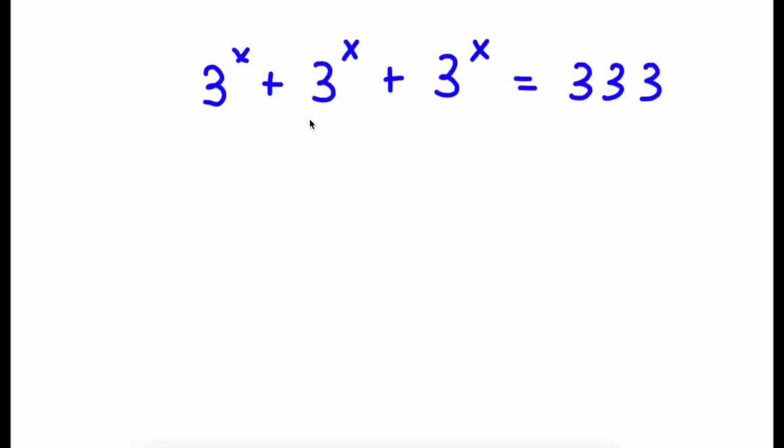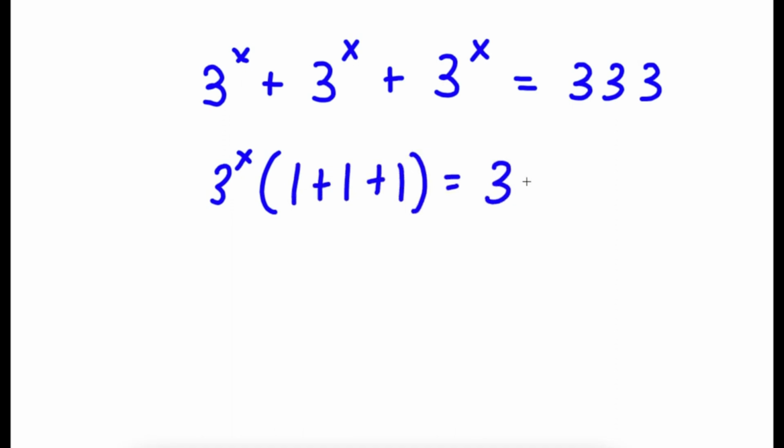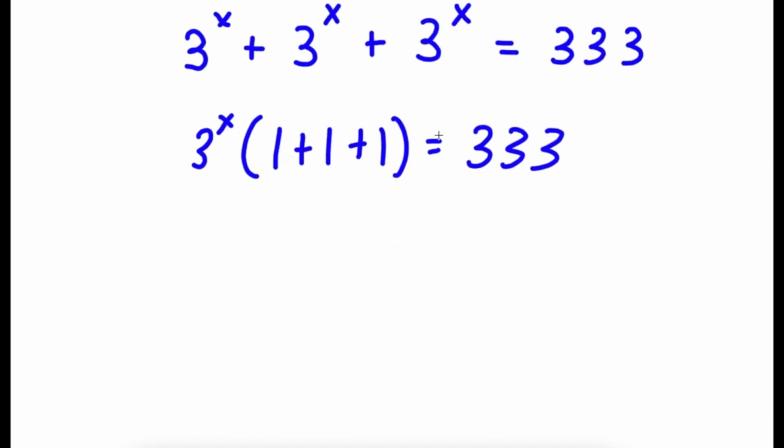Alright, so in this problem, I have 3 to the power of x plus 3 to the power of x plus 3 to the power of x is equal to 333. So to solve this, I'm going to first start by factoring out 3 to the power of x. So 3 to the power of x times 1 plus 1 plus 1 is equal to 333. Now 1 plus 1 plus 1, that's simply equal to 3. So now I have 3 to the power of x times 3 is equal to 333.